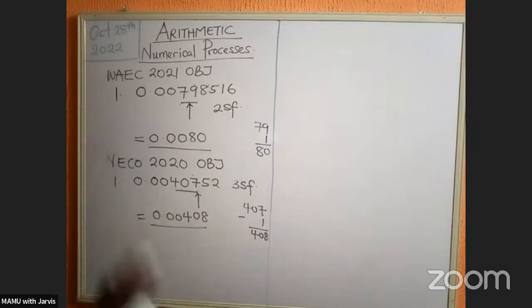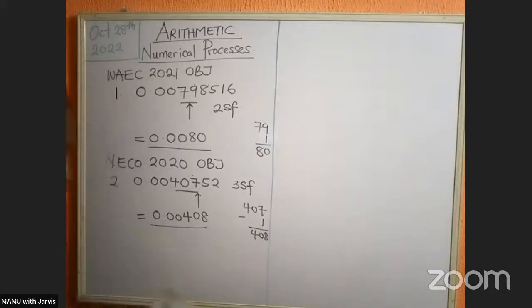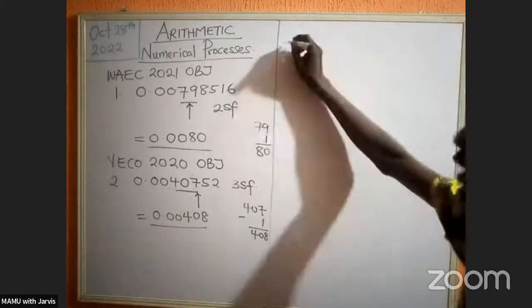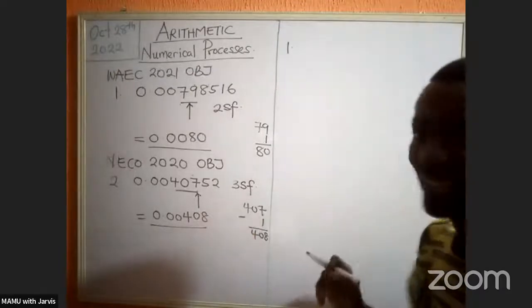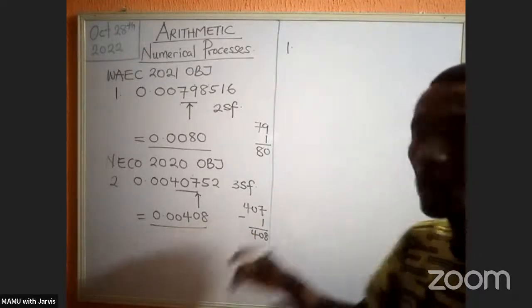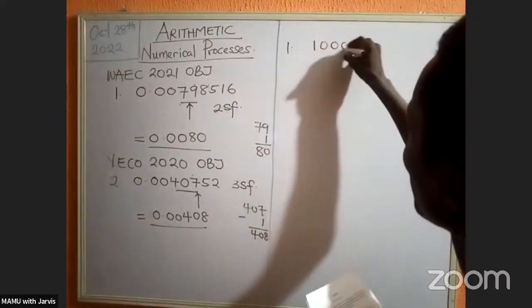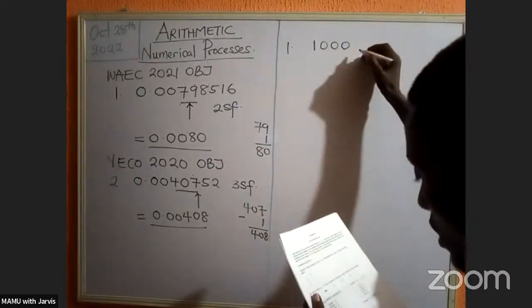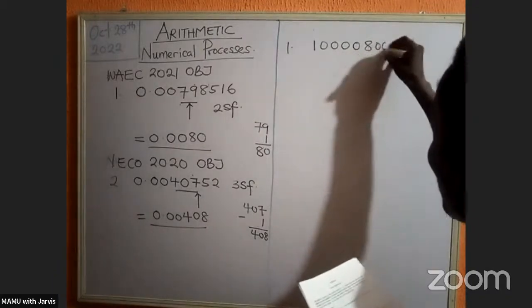So, okay, this was question number 2. Sorry about that. So let's solve question number 1, which I missed out. It says, express in standard form: 1, 0, 0, 0, 4 zeros, and 8, 0, 0.